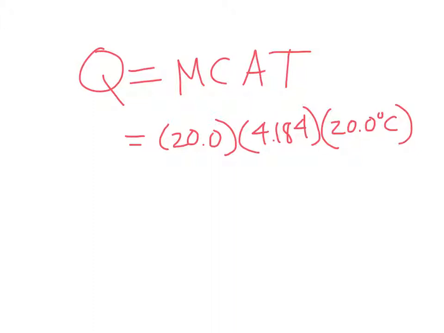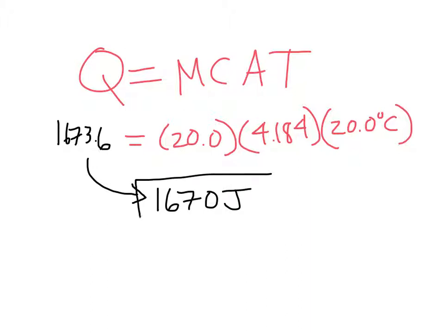When doing this, I'm getting 1673.6. And sig fig wise, it looks like 3 is the least number of sig figs, so we need to round this to 3 sig figs. So that's going to be 1670, and that's going to be joules. Remember, it's joules because this was grams, that was joule per gram degree Celsius, and this was degree Celsius. So degree Celsius got crossed out, grams got crossed out, which left us with joules.